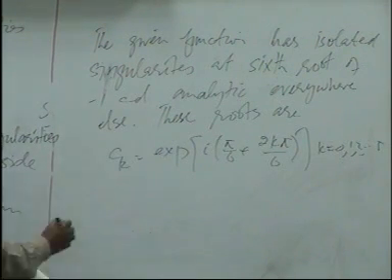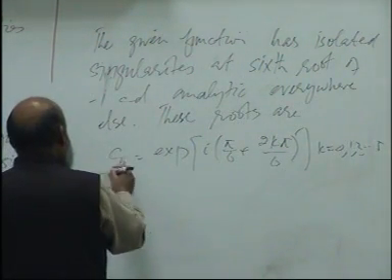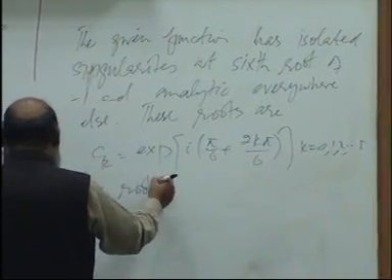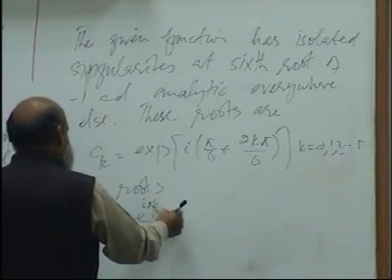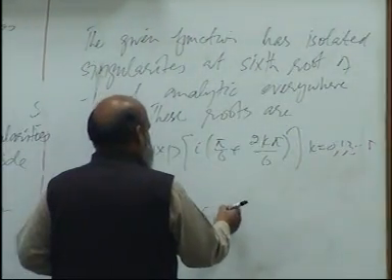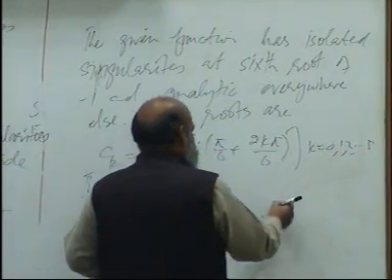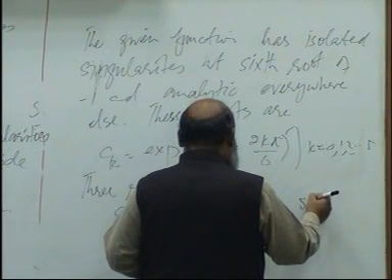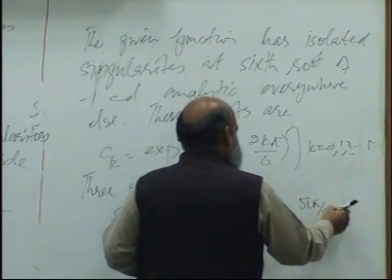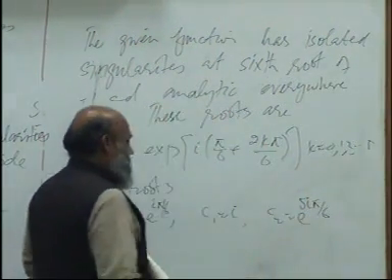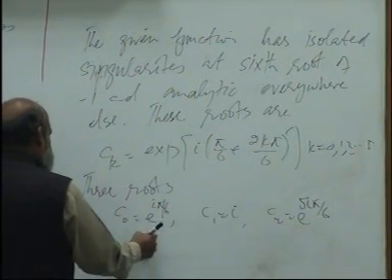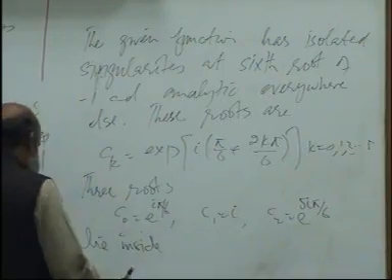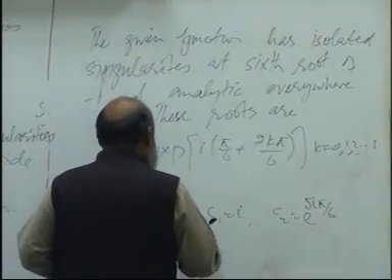3 roots, C0, which is e^(iπ/6), C1, which is i, and C2, which is e^(5iπ/6), lie inside the upper half plane.